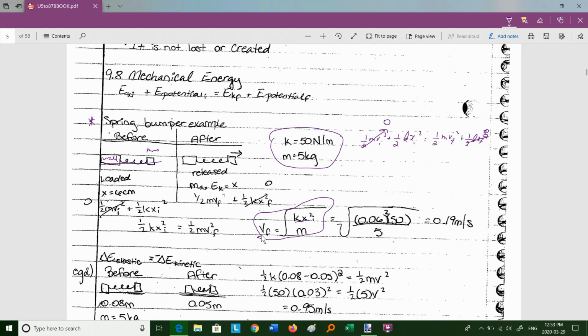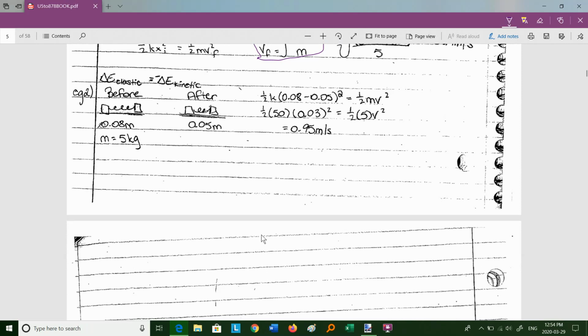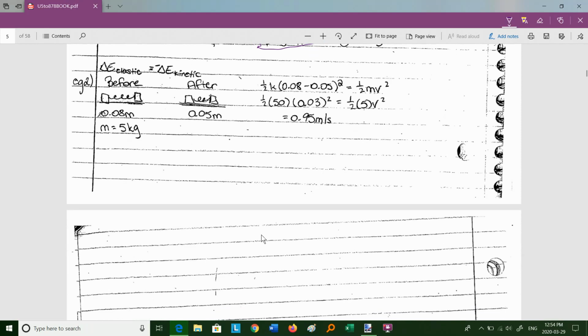Let's look at another one here. In this one, we still have the same spring, but we aren't going all the way to equilibrium. So in the second one here, I have before and after.